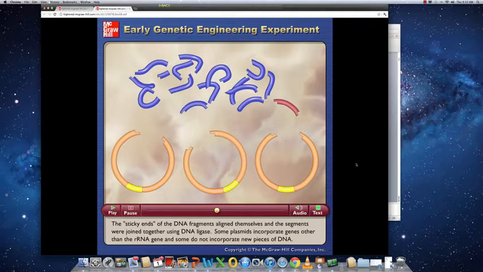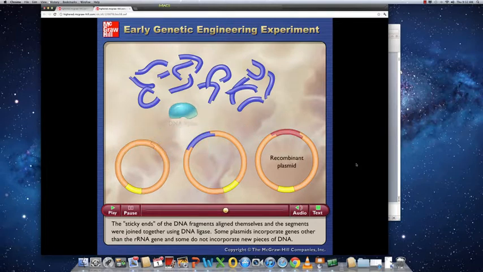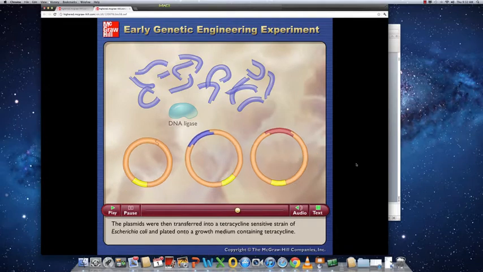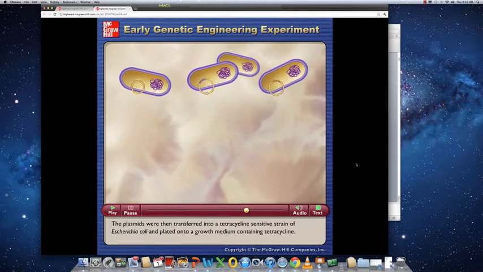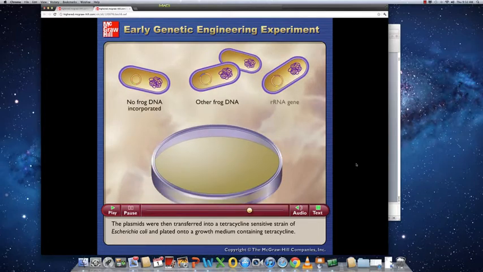The sticky ends of the DNA fragments aligned themselves and the segments were joined together using DNA ligase. Some plasmids incorporate genes other than the rRNA gene, and some do not incorporate new pieces of DNA. The plasmids were then transferred into a tetracycline-sensitive strain of Escherichia coli and plated onto a growth medium containing tetracycline.